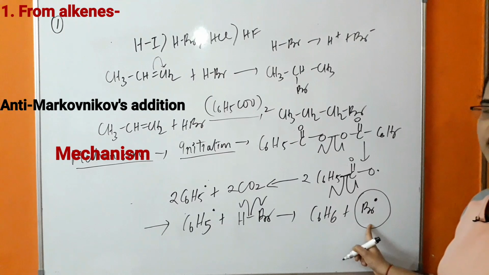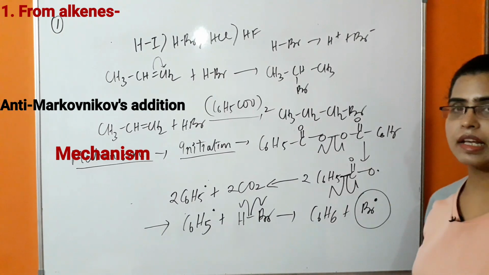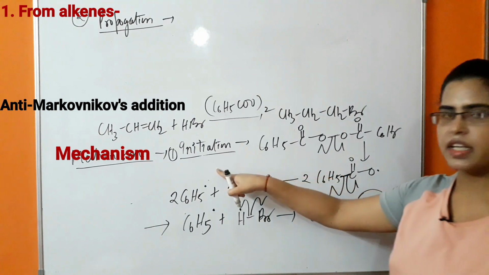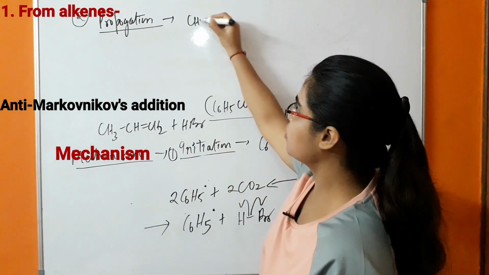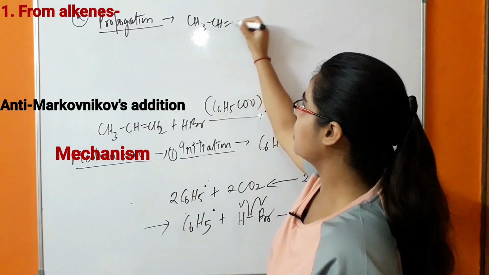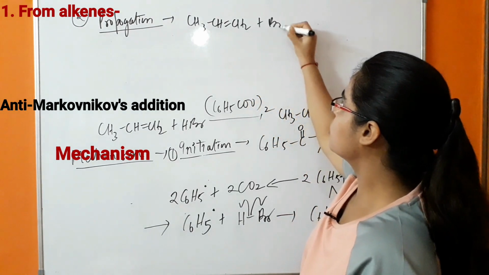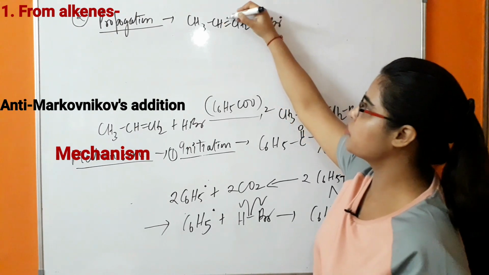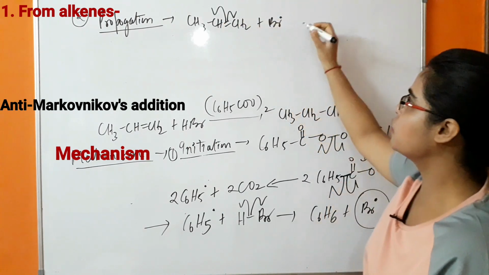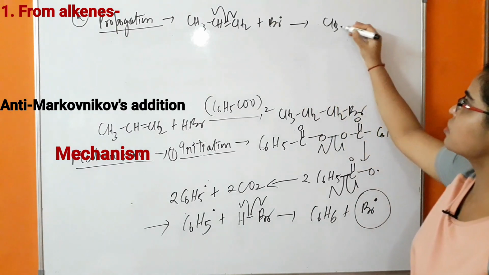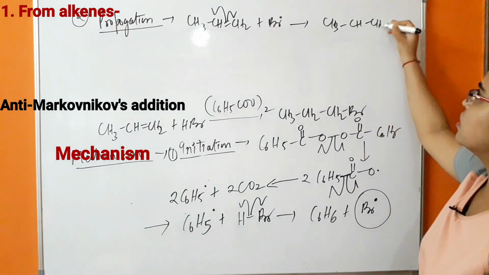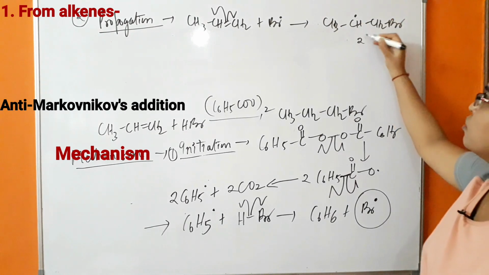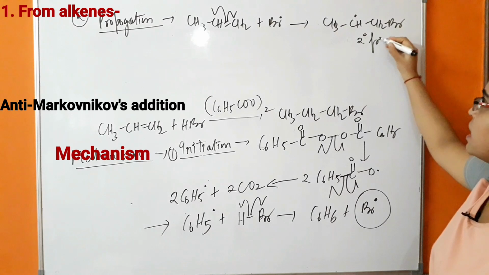Further, this Br free radical reacts with the alkene in the propagation steps. The Br free radical generated in initiation reacts with the unsymmetrical alkene. In the presence of this Br free radical, homolytic fission of the pi bond takes place, due to which a secondary free radical is generated. This is a 2 degree or secondary free radical.